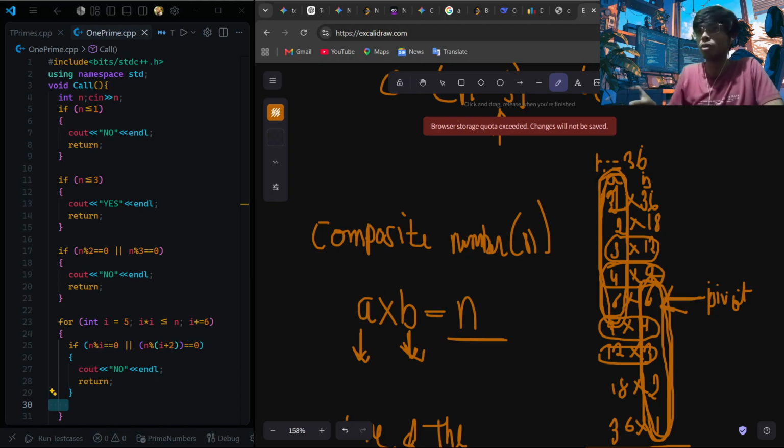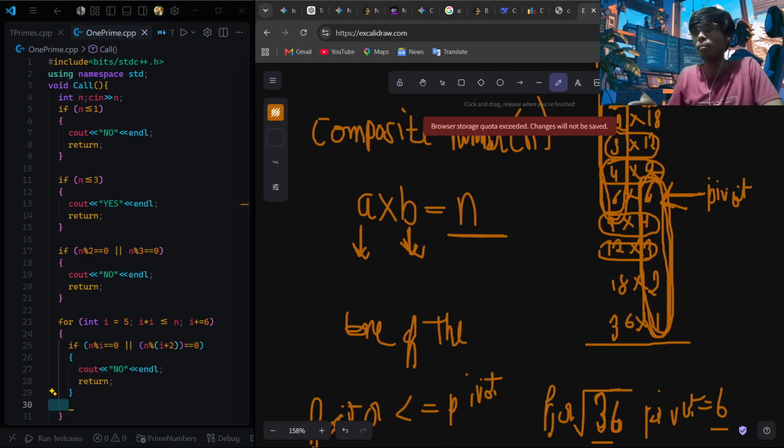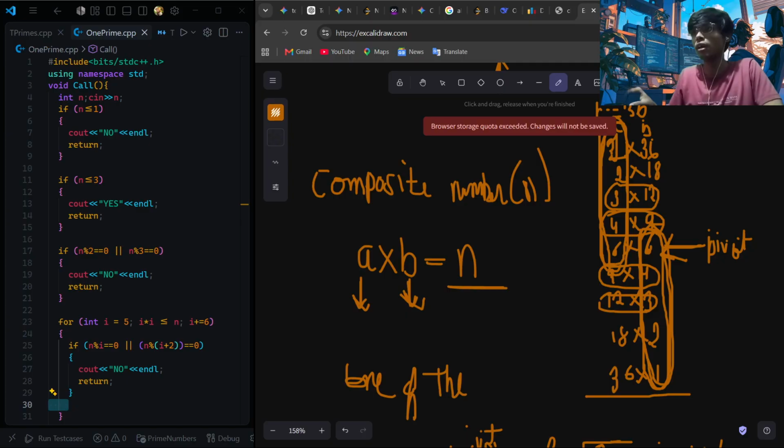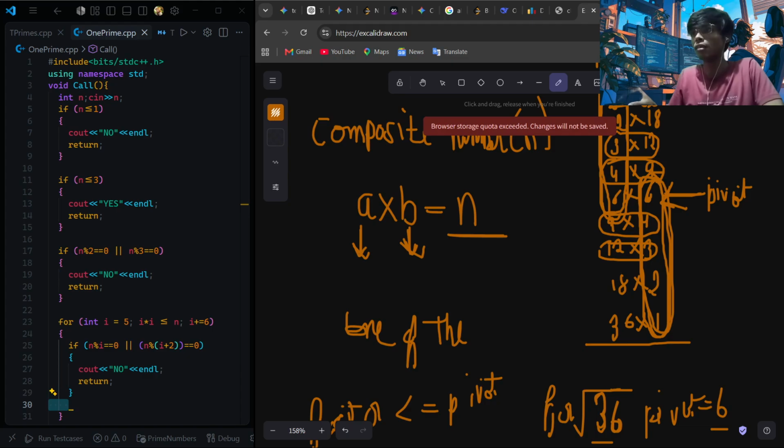Suppose there are two numbers, A and B, and when I multiply them, we get n. It means that both numbers are factors of this composite number. If we consider a composite number, suppose 36, then we can write it like this: 1 into 36, 2 into 18, 3 into 12, 4 into 9, then 6 into 6, then 9 into 4, then 12 into 3, then 18 into 2, and then 36 into 1.